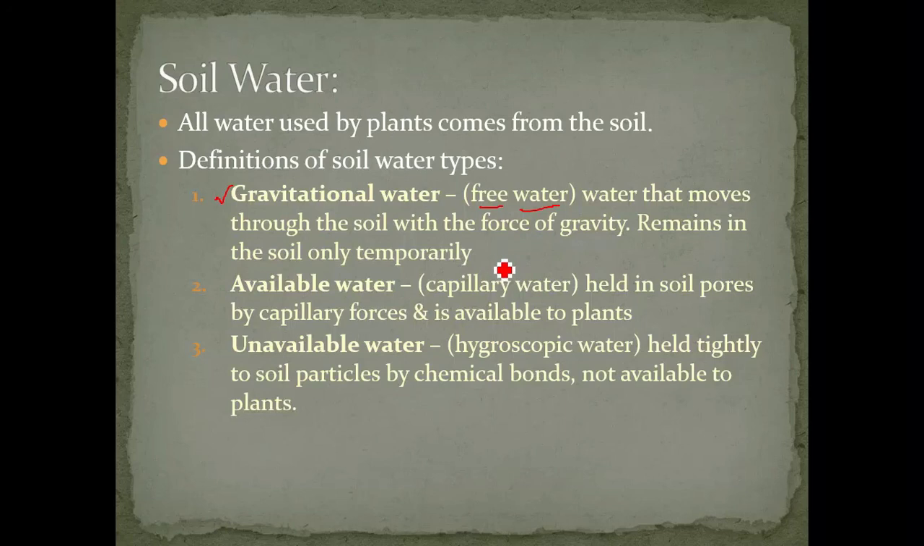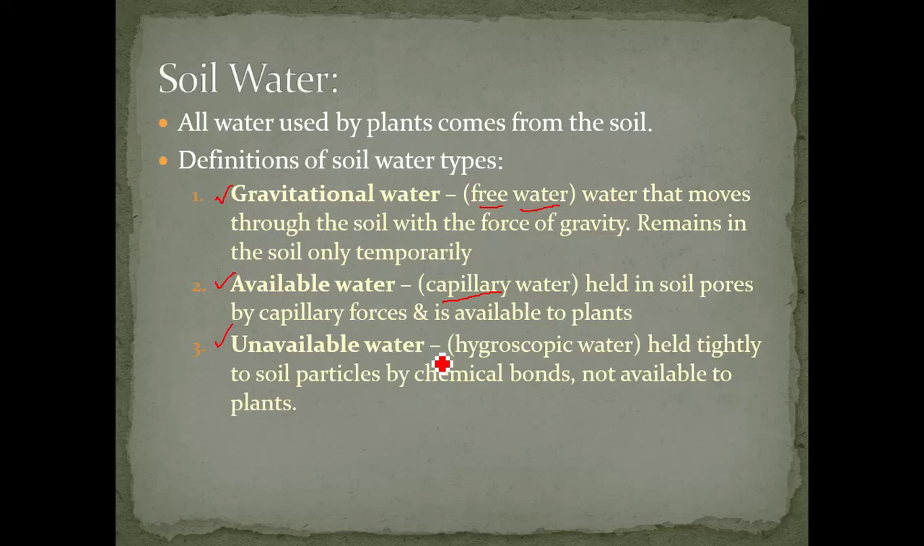A soil immediately after a rainfall event has a lot of gravitational water in it. Now, once that gravitational water passes through the soil with the force of gravity, what you have left is available water and unavailable water, two types of water. Available water is also called capillary water, and is held in these soil pores by capillary forces. It's available to plants, and they're going to get this water. Actually, gravitational water is available too, but it's not going to be there long enough to do the plant much good, because it's going to pass through the soil relatively quickly, within a few hours or so, depending upon the depth of a rain event.